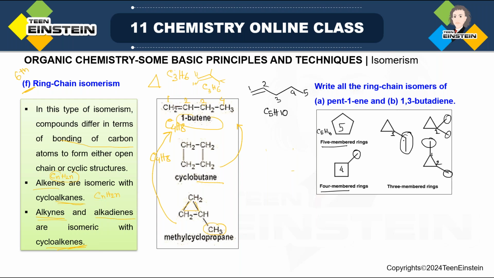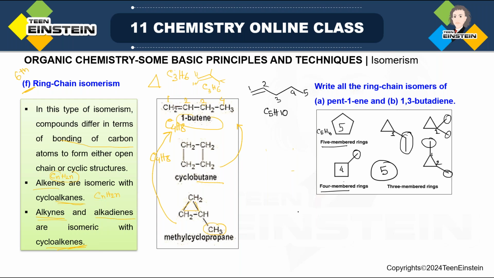And here also 1 carbon, but it is an ethyl substituent. So these are the possibilities. If you consider the ring isomers, a total of 5 structures are possible. 1, 1, 3. Okay. And what about 1,3-butadiene?